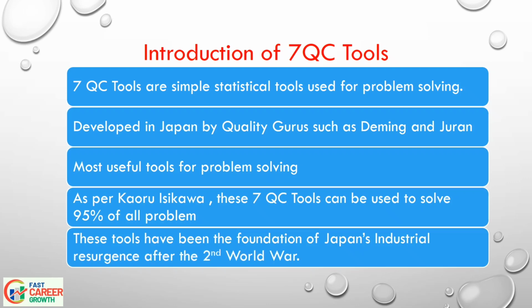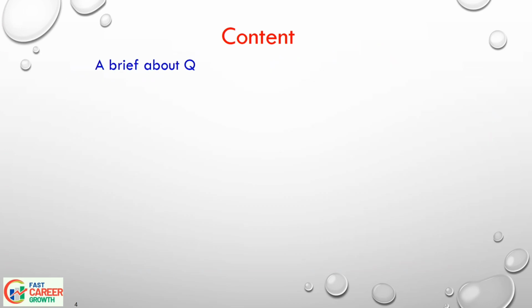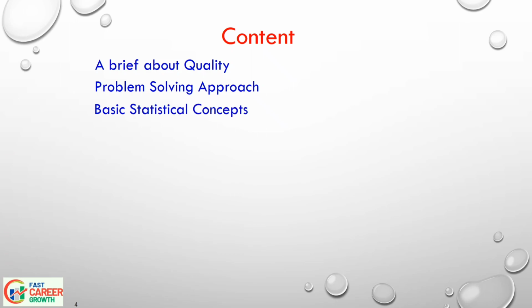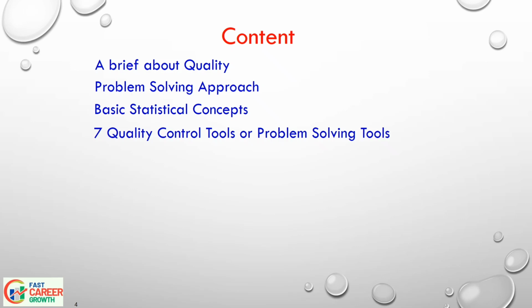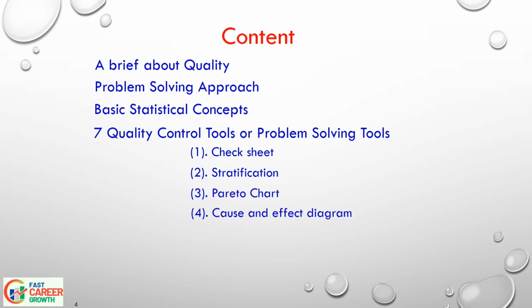Content: a brief about quality, problem-solving approach, and basic statistical concepts. The 7 quality control tools, or problem-solving tools, are: check sheet, stratification, Pareto chart, cause and effect diagram, scatter plot, histogram, control chart. What is quality?